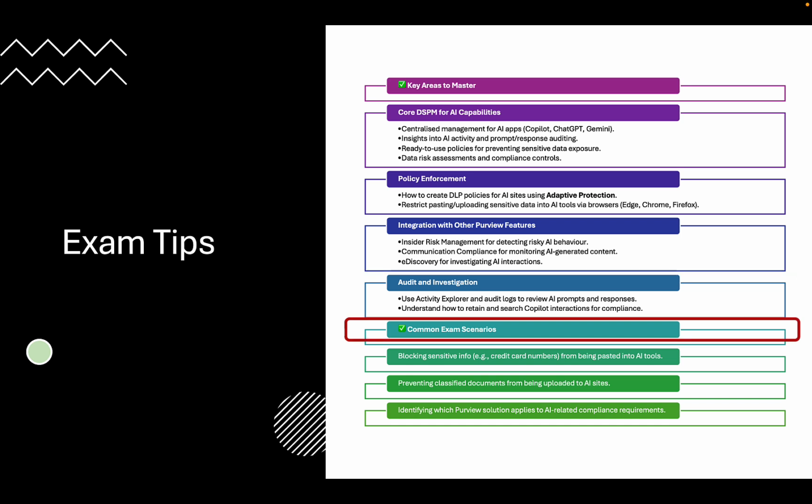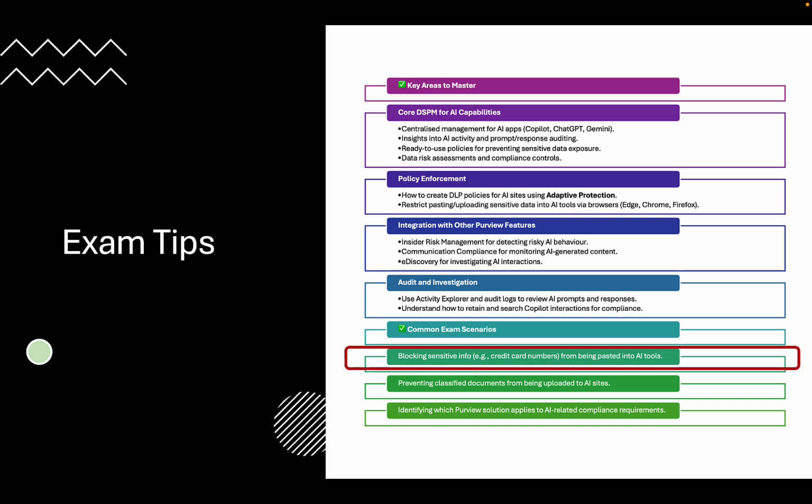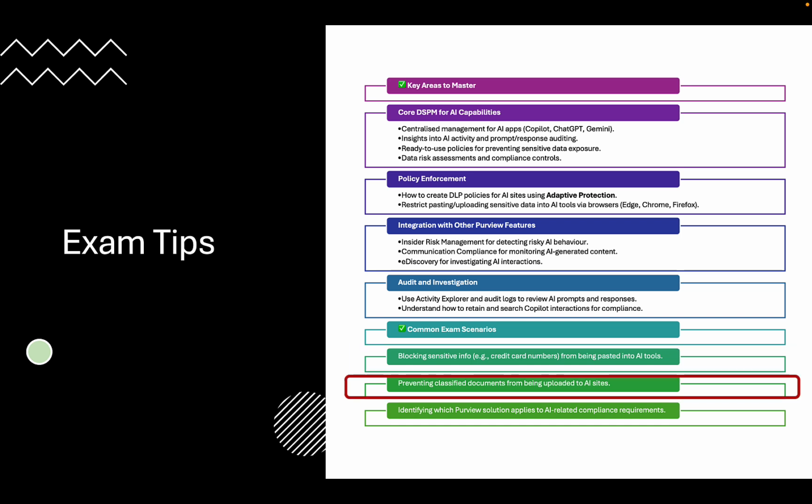Some common exam scenarios to finish off with. Blocking sensitive info, for example, credit card numbers from being pasted into AI tools. Preventing classified documents from being uploaded into AI sites, and identifying which Purview solution applies to AI-related compliance requirements.